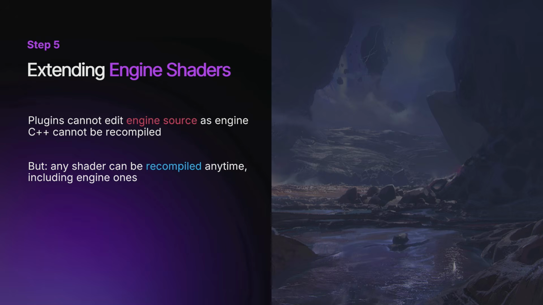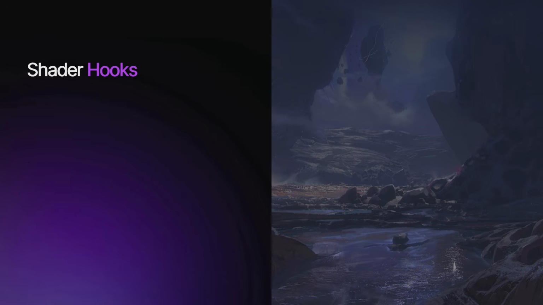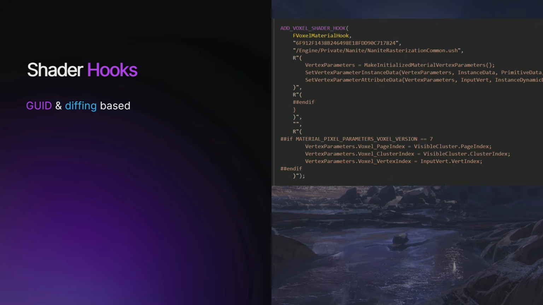That being said, when it comes to shaders, shaders are compiled all of the time, so you can actually change engine shaders at any point you want, and then just restart the editor and it will recompile as needed all of your shaders. So plugins can open a file, make the change they need, save that file, and it will recompile. So we made this into a bit of a cleaner system, which we call shader hooks. It's a GUID and diffing-based system. So the way it works is you can define one like this with this add shader hook macro.